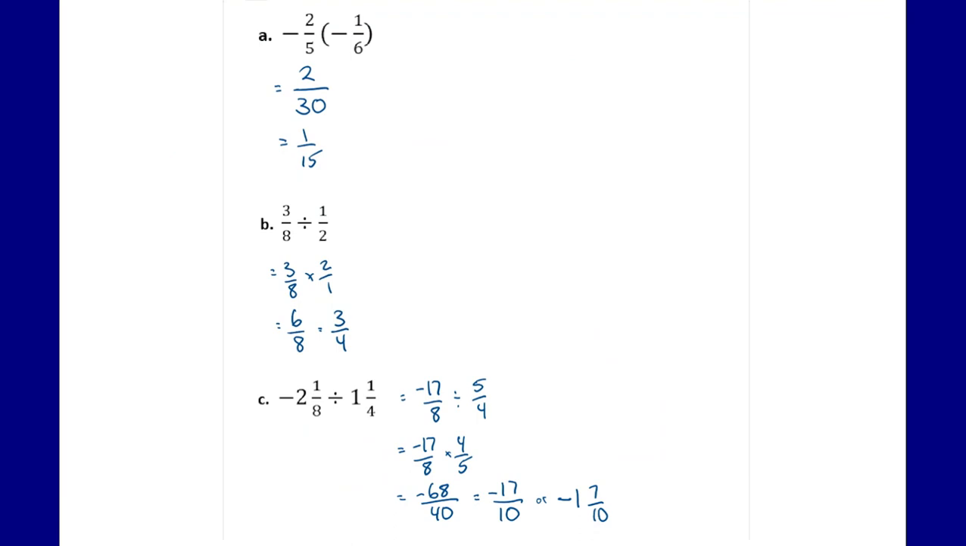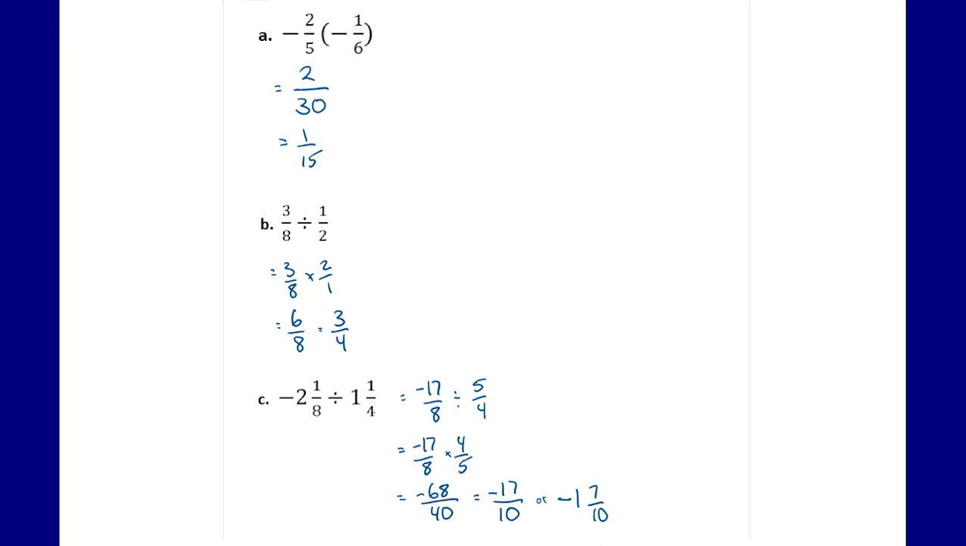So coming back with our answers, we should have for A, 1/15. This one is just straightforward. A negative fraction times a negative should give us a final answer that's positive. 2 over 30 can reduce to 1/15. For B, we're flipping the second fraction and changing it to multiplication. We get 6 over 8, which can reduce to 3 over 4.